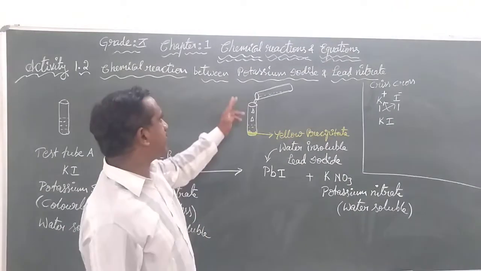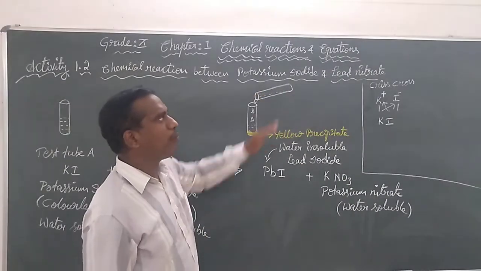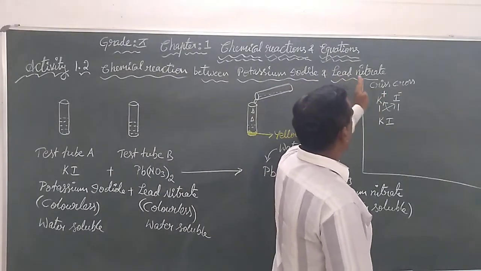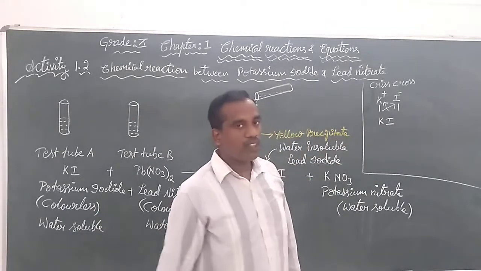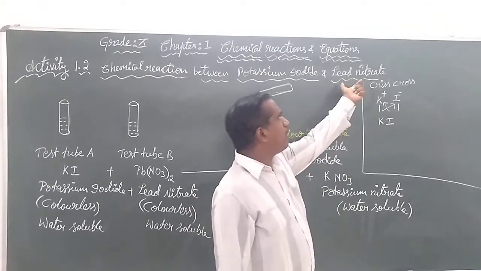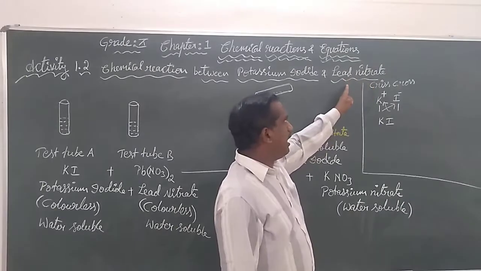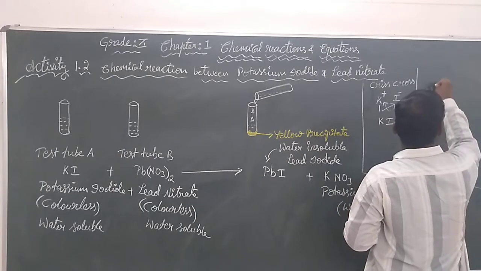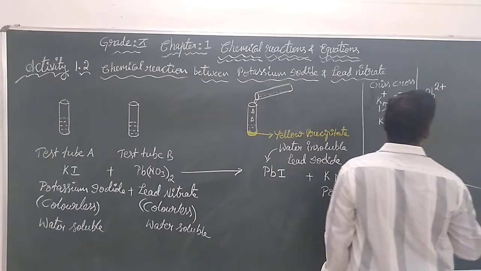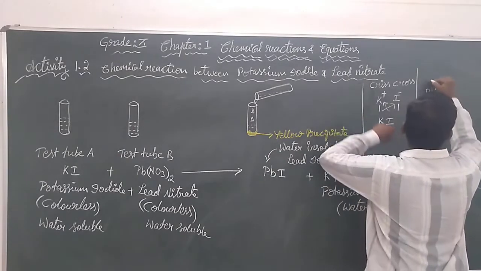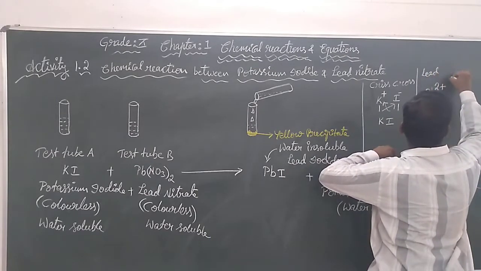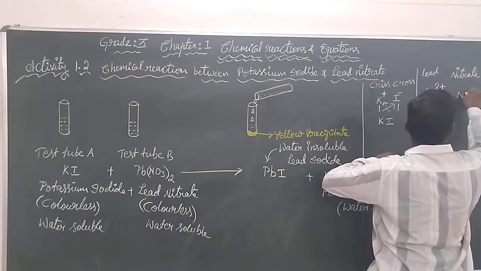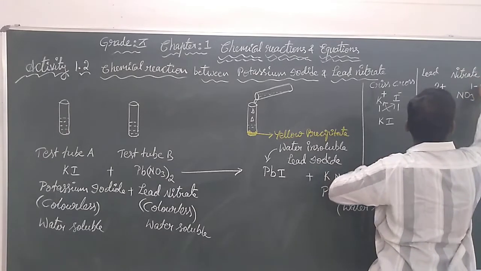Now the reactant we call potassium iodide is going to react with lead nitrate. Now let us see the names lead and nitrate. Lead is one of the elements, Pb. Its valency is 2+, whereas nitrate, once we see, it is a polyvalent ion.